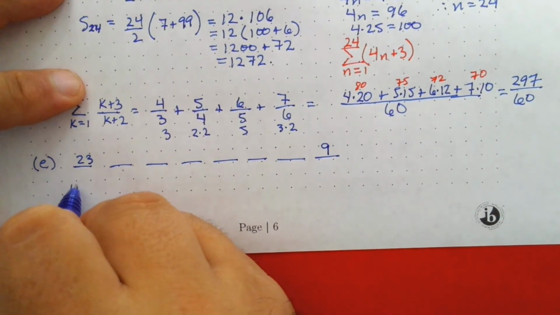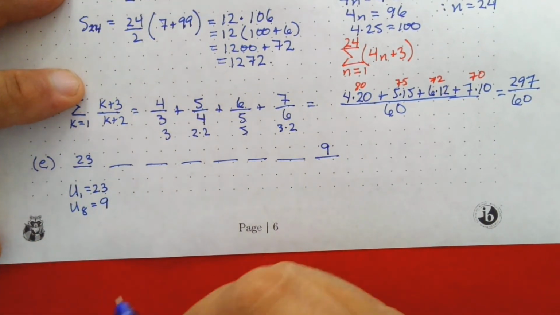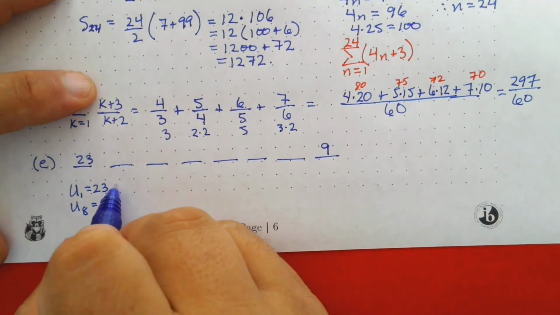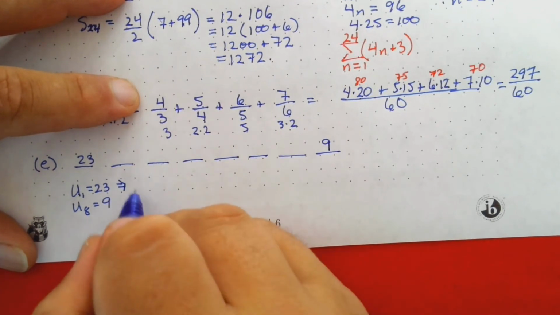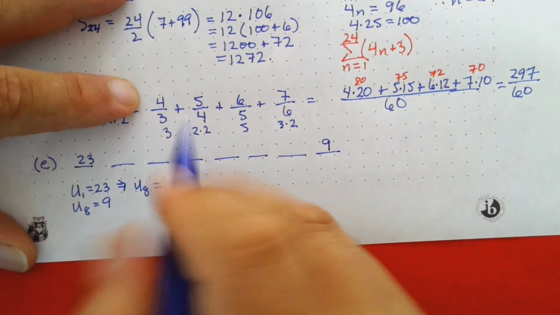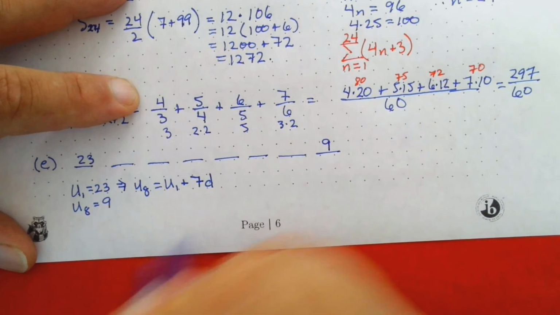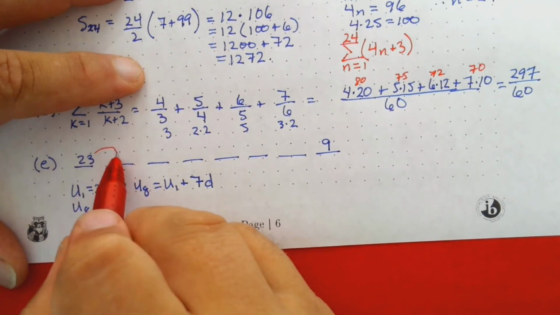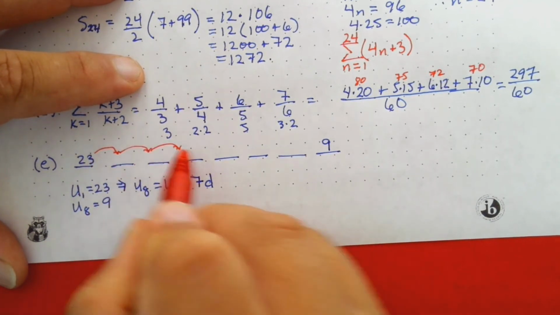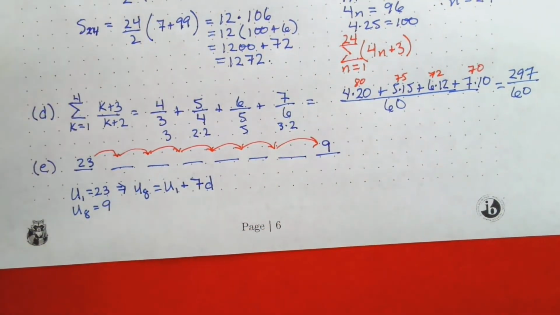So what does that tell me? U sub 1 is 23. U sub 8, my 8th term, is 9. And I know that U sub 8 is going to be U sub 1 plus my common difference 7 times. All right, what do you mean my common difference 7 times? So to go common difference once, common difference twice, 3 times, 4 times, 5 times, 6 times, and then finally it's going to be 7 times to get to that term.